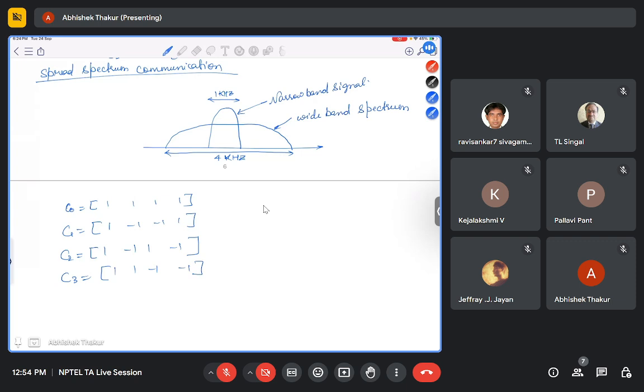So all these codes satisfy Rij equals the sum of Cik into Cjk. You can take any of these i or j from 0 to 3, and for i not equal to j this will become 0, because all the codes are orthogonal to each other.